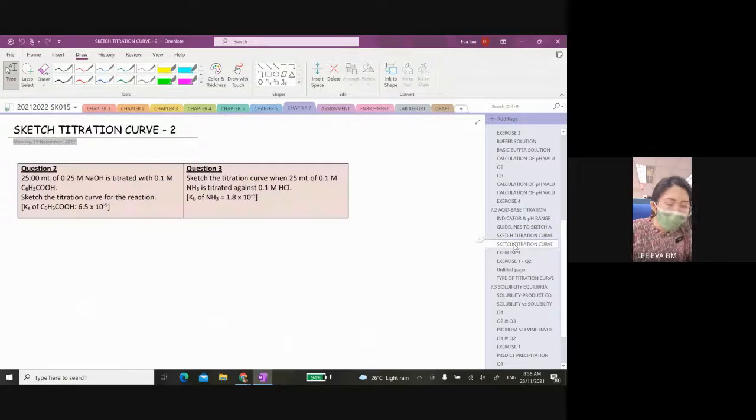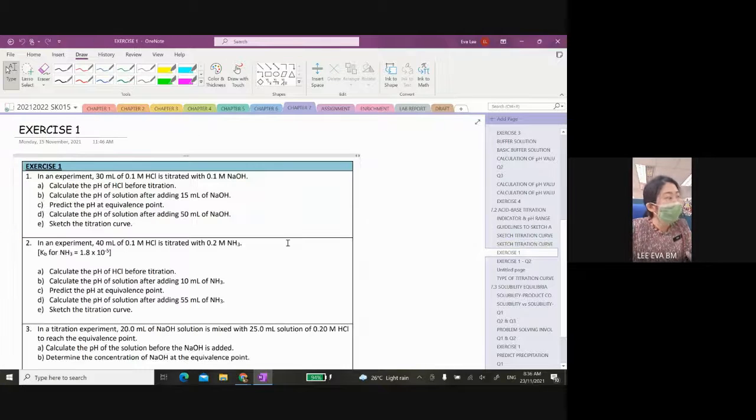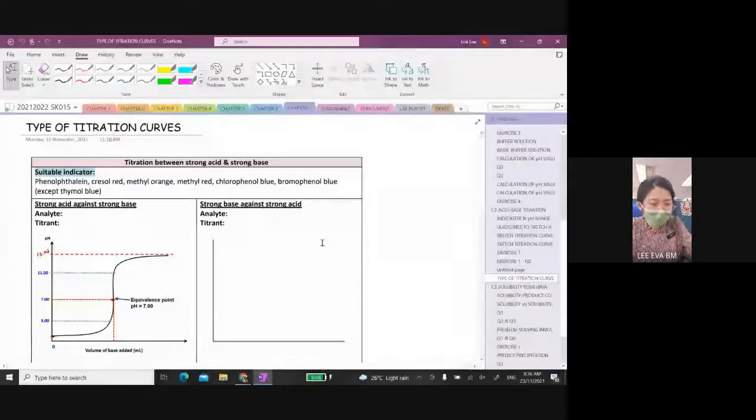Okay, so untuk dua soalan ini, question 2, question 3, madam will explain in the next hour, 11. Madam will show you question 2, question 3 together with the exercises here at 11. So now go to the previous page, which has this table.